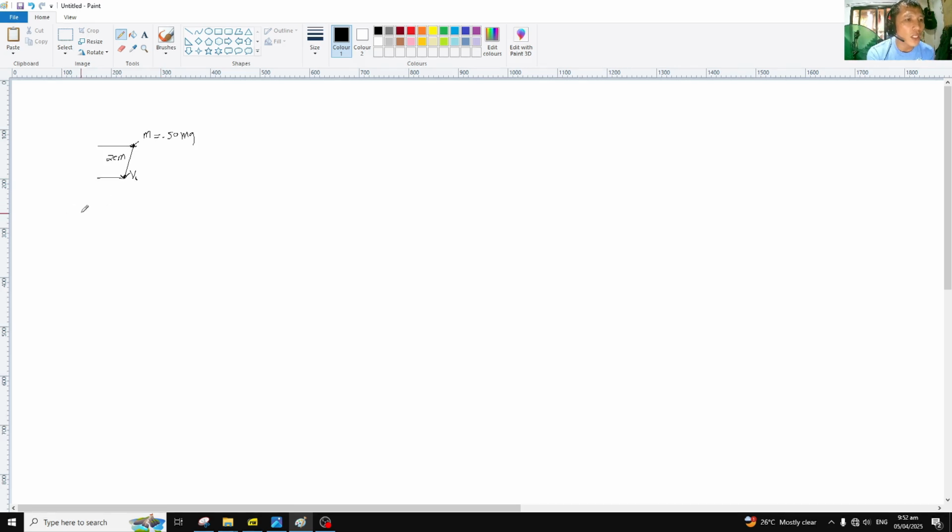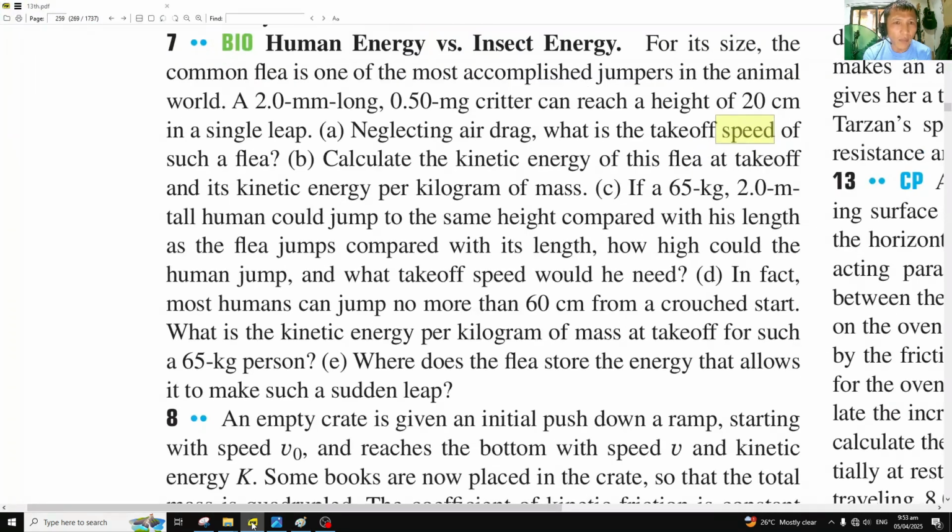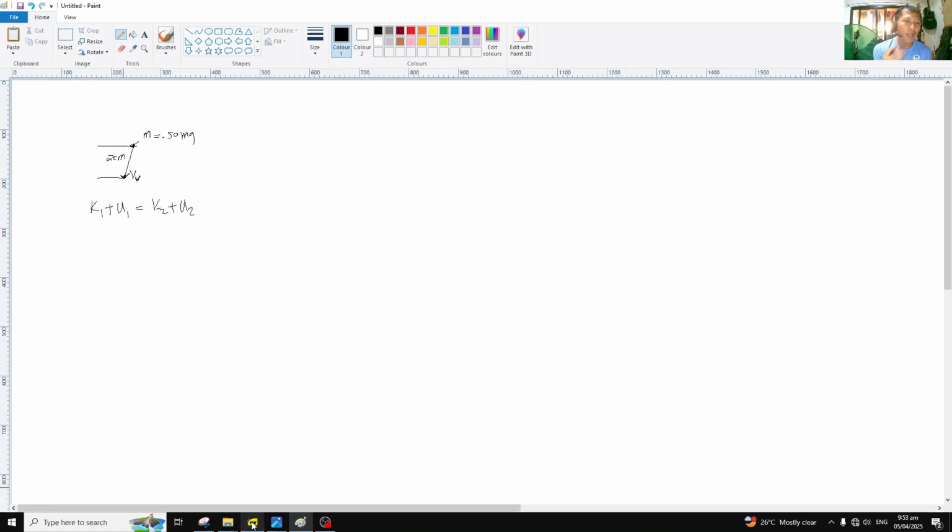So, with potential energy, the equation is K1 plus U1 is equal to K2 plus U2. Starting from rest, V0. We only consider the motion after the force is applied, and then it has velocity V0. The problem does not say it started at rest, so we consider the moment before the force is applied.